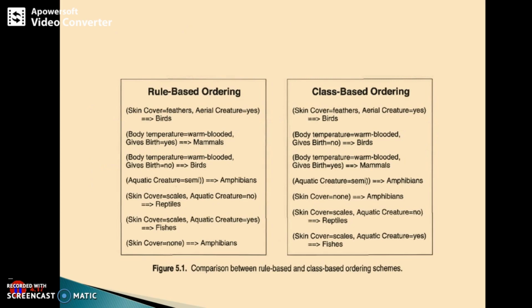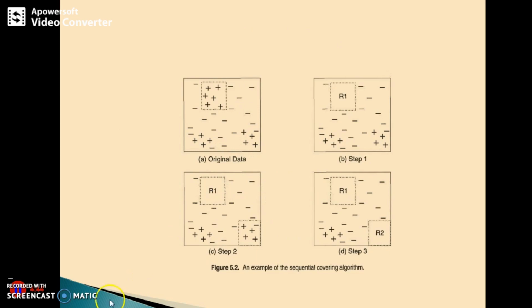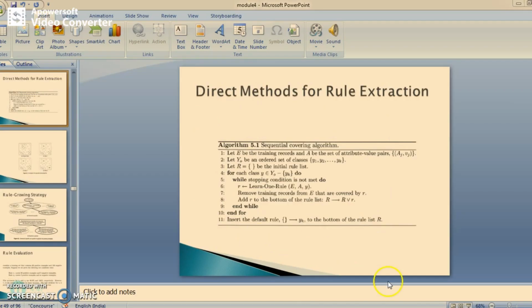Yes, and again we'll go to the next method, that is the direct method for rule extraction. We have two methods for extracting the rules. Just now we saw how you classify based on the rules. Now we'll see how to write the rule. So one method is the direct method for rule extraction. What is this direct method? We have an algorithm, the sequential covering algorithm. As per this we extract the rules. Here one example is given. Let's see this algorithm and then the example as well.